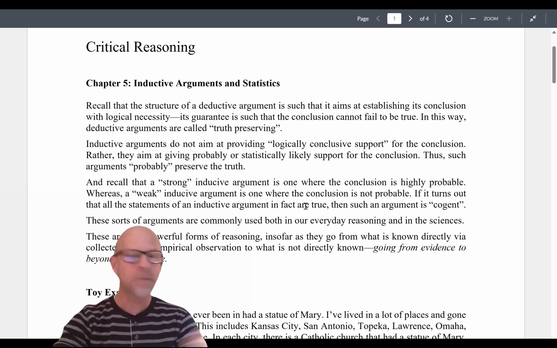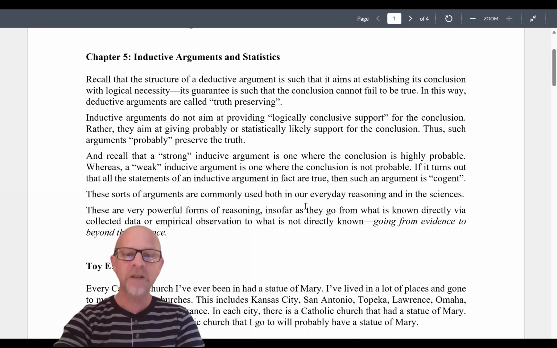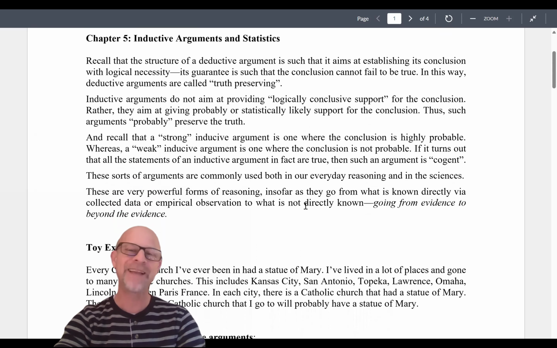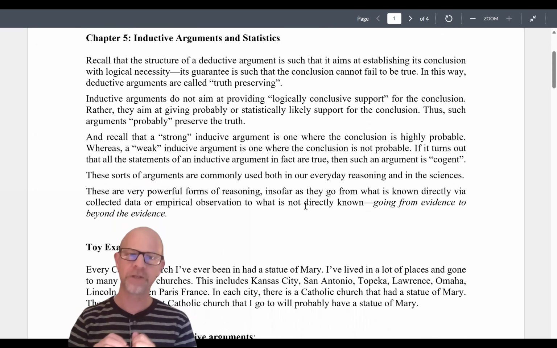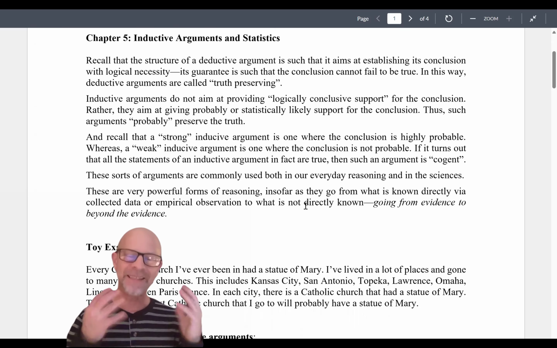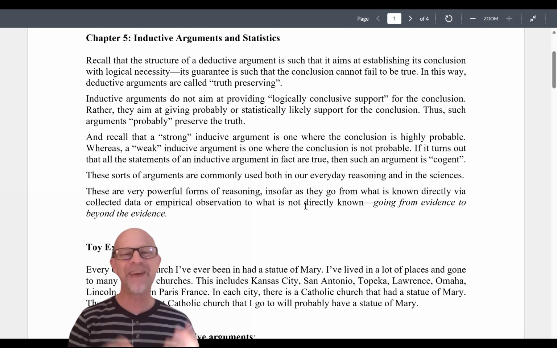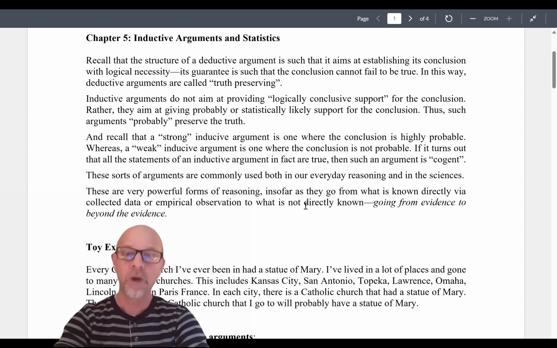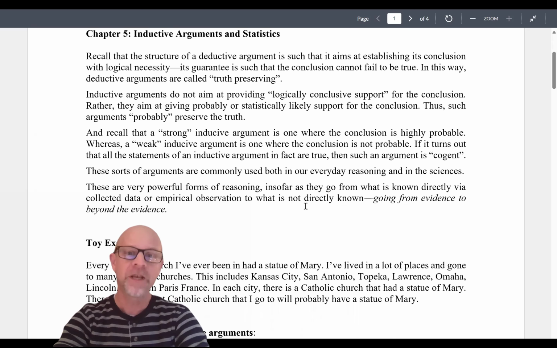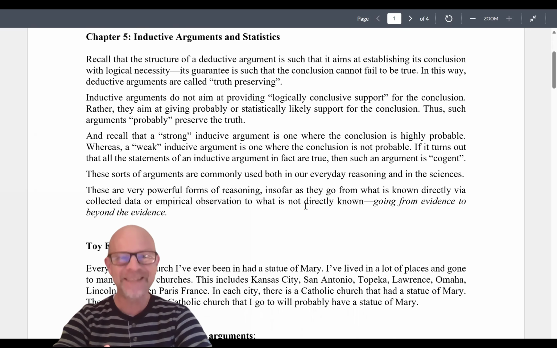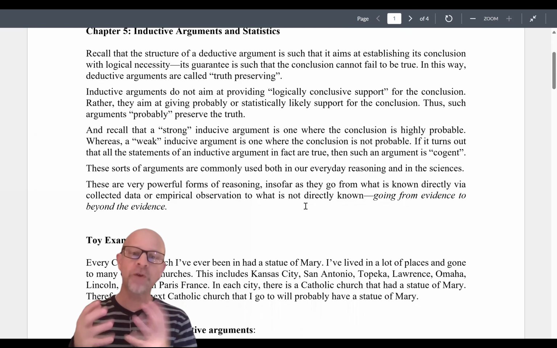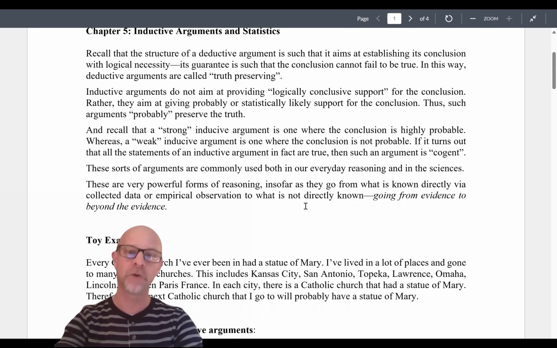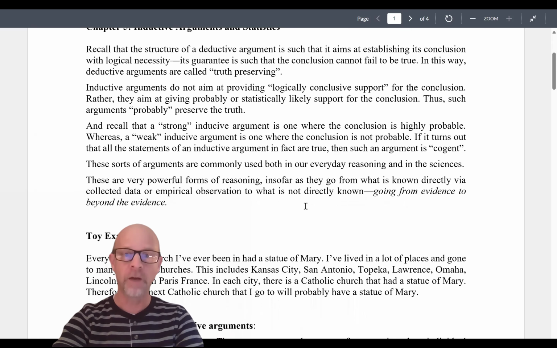So remember from previous discussions, deductive arguments are the sort of arguments that aim at establishing some sort of conclusive conclusion. So we get a kind of logical necessity where if the premises are true, then that necessitates the truth of the conclusion. This guarantees that the conclusion is true. It could not possibly be false if all of the premises are true. So in that sense, deductive arguments are called truth preserving. The truth of the premises is preserved in the conclusion if it's a valid form of reasoning.